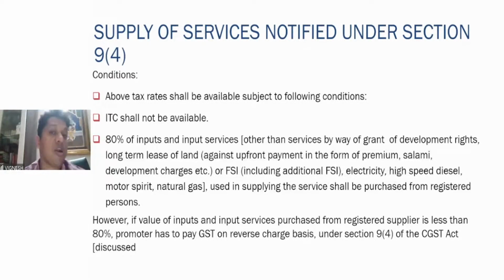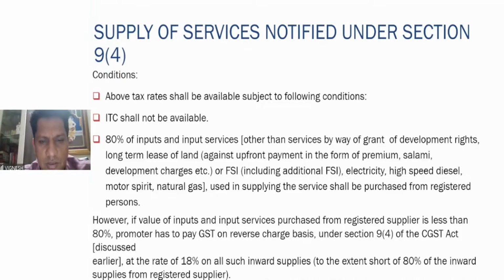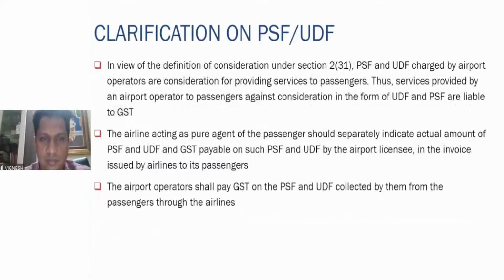But if any product is at a higher tax rate, then that will be applicable. So in normal situations, reverse charge is 18%, but if some product is at 28% and you are procuring that product from an unregistered person, you have to pay reverse charge also at the rate of 28%. So this is basically your concept of Section 9(4) notified services.